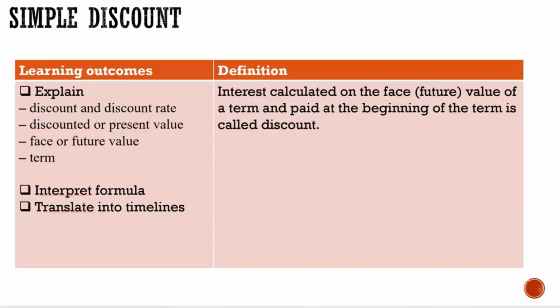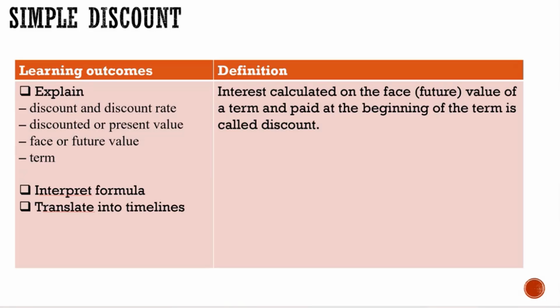Now, let us go and look into the simple discount. Simple discount and simple interest are looked at in a similar way. So, with a simple discount, you need to explain what a discount is, what a discount rate is, and also what is discounted, the present value or the future value. These are the keywords that you find. We need to interpret the formula and translate it into timelines.